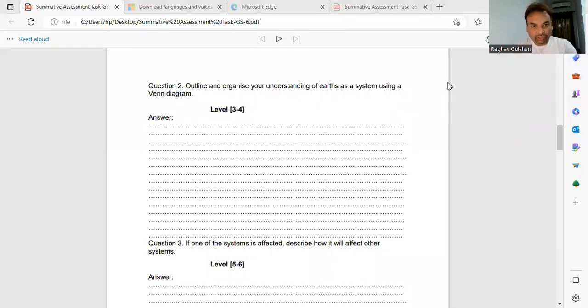So the second question is about the Venn diagram of the Earth system, how to make the Earth system with the help of the Venn diagram. A Venn diagram is a mathematical representation of the Earth system with the help of some circles. So let me draw the circles. Because we have four components in our system, I will draw four circles, and all four circles will be interconnected to each other.